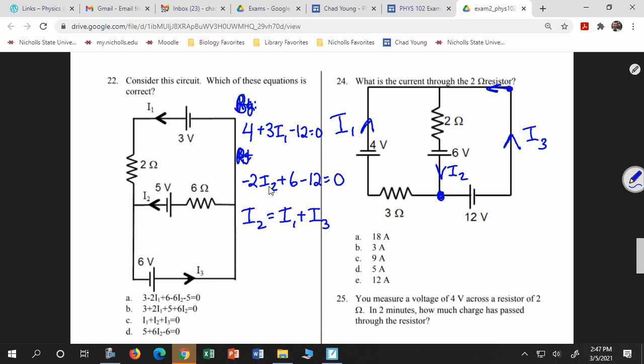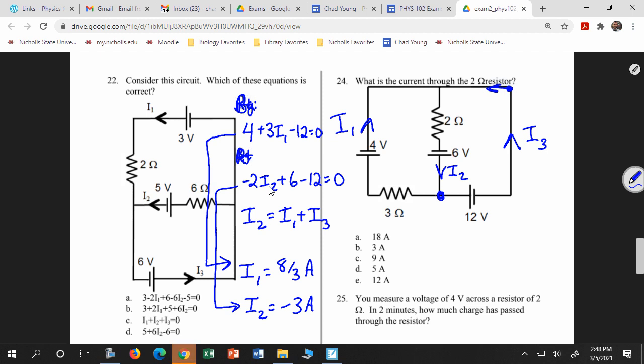Okay? So I1 and I2 are pretty simple. I just solve these equations. That is I1 equals 12 minus 4, which is 8/3 amps. I2, I can solve here. I2 is negative 6 divided by 2, negative 3. Whew, I got one wrong. That's good. So I2, I'd said was down, but it's really up.